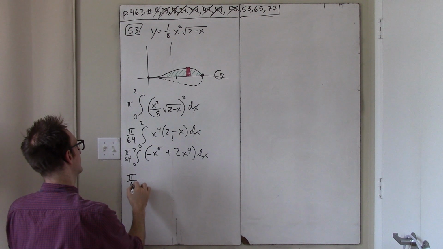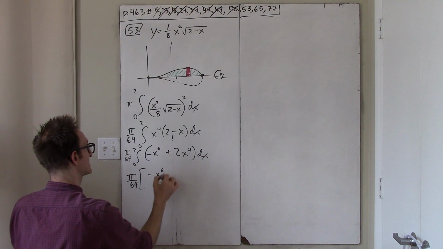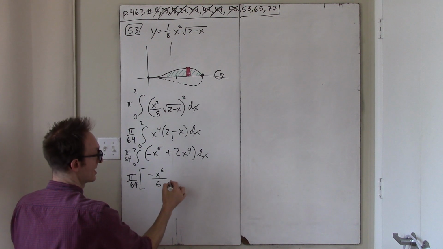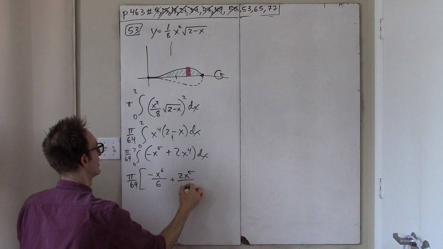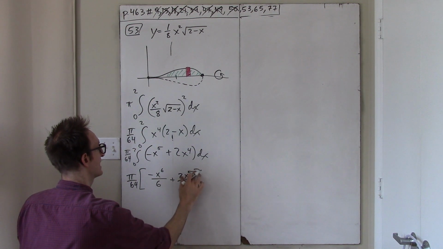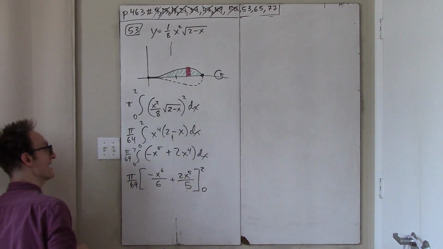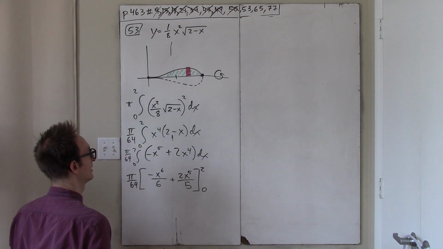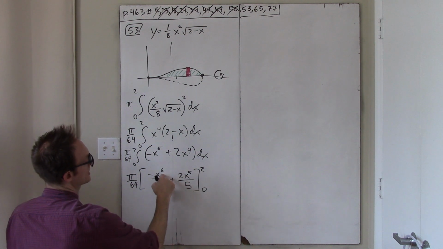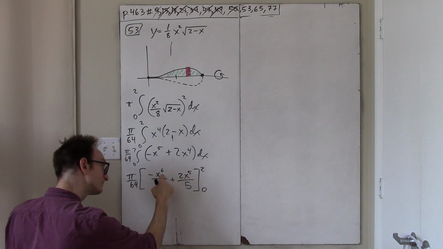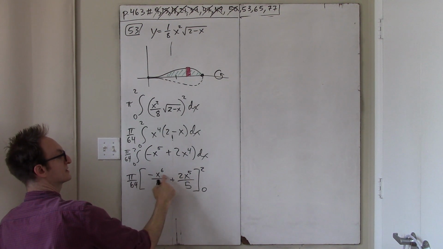Pi over 64 times, negative x to the 6th over 6 plus 2x to the 5th over 5, but then all evaluated at 2 and 0. So what does all that turn out to be? Oh man, I hope this ends up being nice. Oh, I think it will be, because 2 to the 6th is 64. So both these numerators are 64.